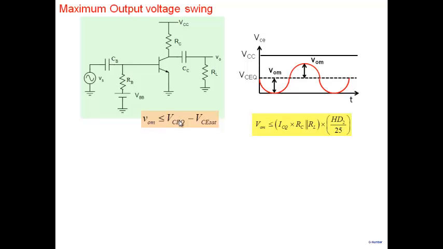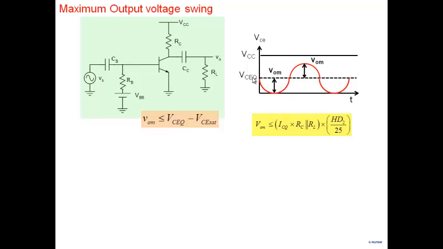Because you've chosen a small VCQ, your swing will get limited by the transistor going into saturation. On the other hand, if I've chosen VCQ large, this may not bother me. VCQ large means the drop ICQ RC is small, and so this term tends to become small, and therefore my swing is limited by harmonic distortion.